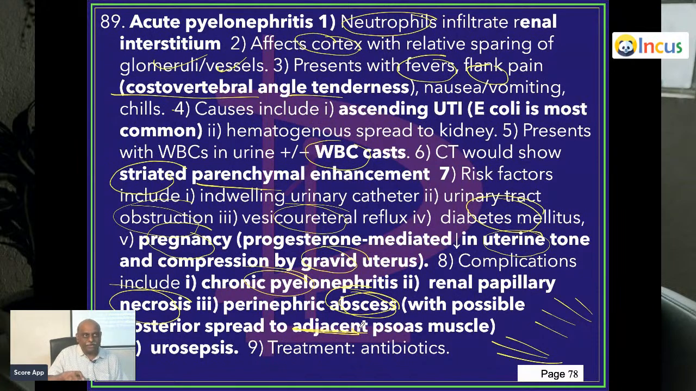Psoas is responsible for what? Your flexion of the hip. So when the psoas abscess is there, the psoas will go into spasm and the patient will keep the hip in flexion. He can't extend his hip. That is a sign of psoas abscess. Then there can be urosepsis, whole body spread, and death.